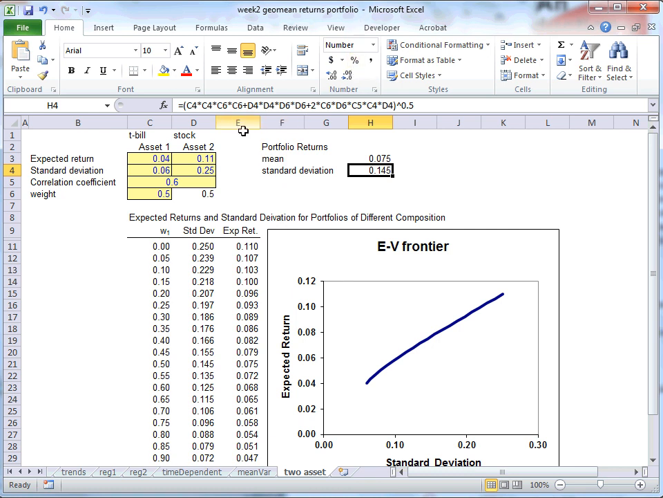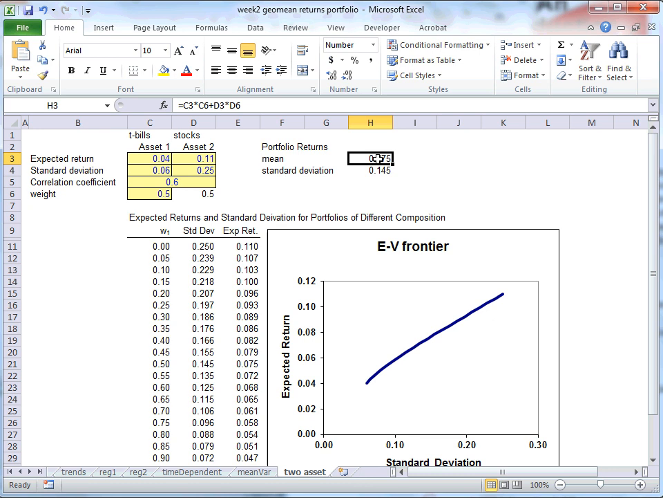We have here two assets, Asset 1, Asset 2. Asset 1 is T-bills in our example, and Asset 2 is stocks. Asset 1 has an expected return of 0.04, standard deviation of 0.06. Asset 2 has an expected return of 0.11, standard deviation of 0.25, and the correlation coefficient between those two is 0.6. I currently have a weight in here of 0.5. Asset 1 has a weight of 0.5. That means that Asset 2 also has a weight of 0.5.